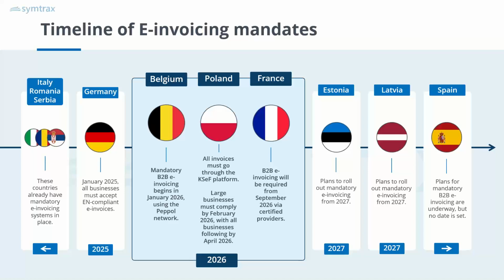In each country, the mandate applies to domestic invoices, not cross-border ones, and that's quite an important point. As a UK company, you are not legally required to send or receive invoices in the country-specific format. However, it is good practice to be prepared, as some of your suppliers may choose to issue invoices in a structured format, and you would be required to receive these and process them.